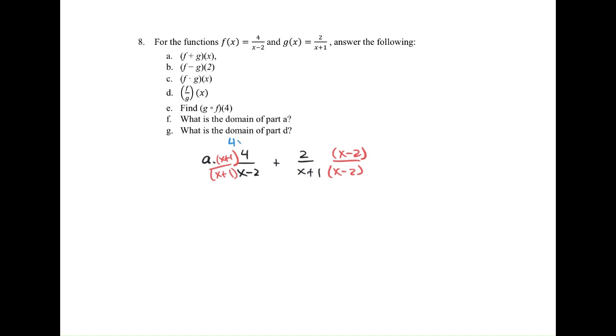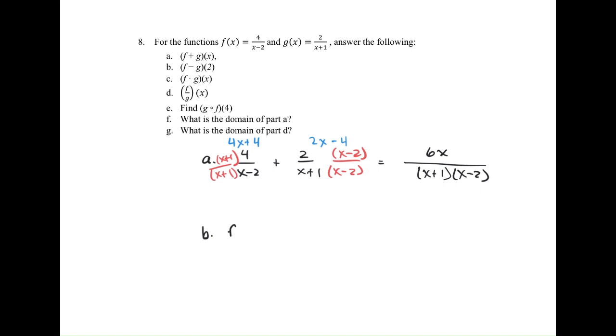So then this numerator becomes 4x plus 4. This numerator becomes 2x minus 4. So now that we have a common denominator, that common denominator is x plus 1 over x minus 2. And then we combine like terms in the numerator, so that's going to be 6x. And we have a 4 plus -4, which is 0.